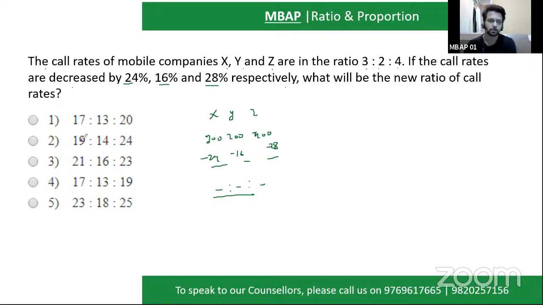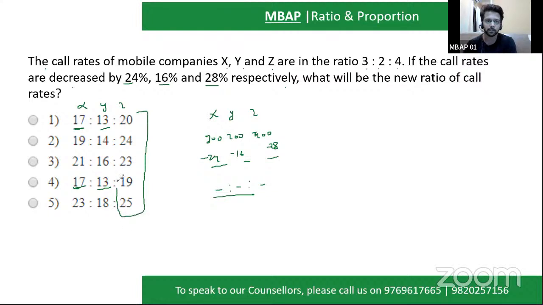Where do I see duplicate options? Like option number 1 and 4. Option number 1 and 4 for company X have the same value, which is 17. Next is Y, right? Y also has the same values, which is 13, 13. So possibly even if I find the value of X and Y, there are chances that I get stuck in option number 1 and 4.